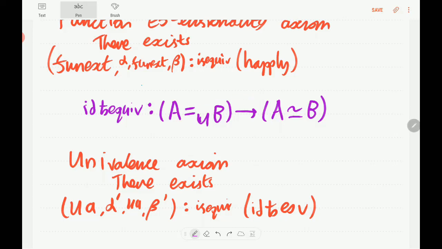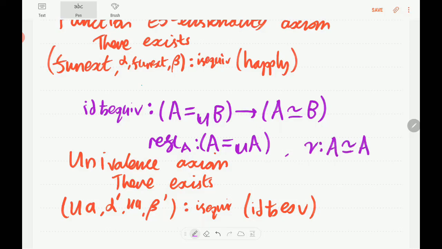Well, again, we can use path induction. So imagine for every path P from A to B in this universe, we associate that path with this type of equivalences from A to B. Well, if we do that, then for the trivial case where we have this path REFL of A, of this type A equals A, for such a path, we can certainly produce a value of this type of equivalences from A to A.